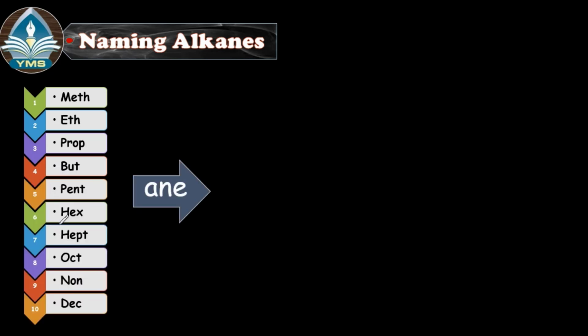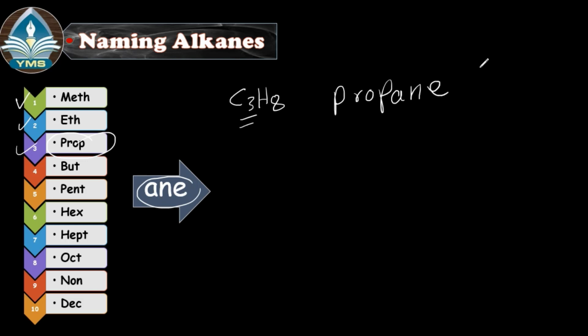And here you have 5 pent, 6 hex, 7 hept, 8 oct, 9 non, and 10 dec. Now you use one of these, then you end it with ane. So if we have C3H8, 3 is prop, so prop is going to be prop, and we end it with ane: propane. So this compound's name is propane.